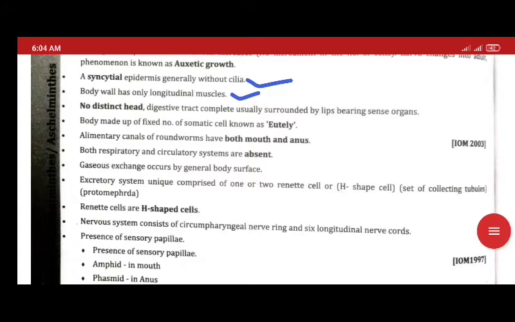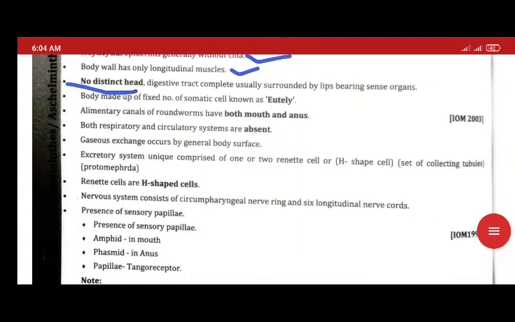The body has longitudinal muscle. This is also one step ahead, since in the previous phyla we had no muscles of this type. There is no distinct head, but the lips contain sense organs. The mouth contains sense organs, and the anus also contains sense organs. On this basis, this phylum is classified.